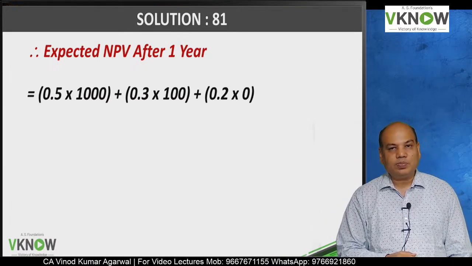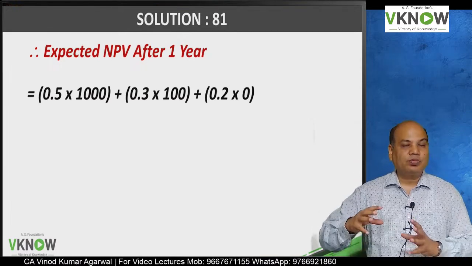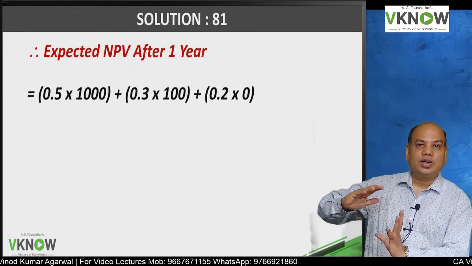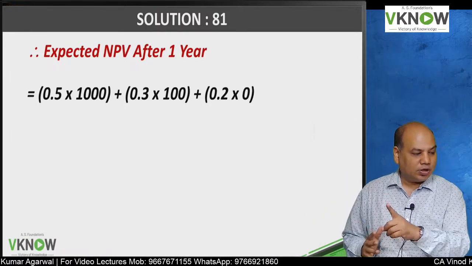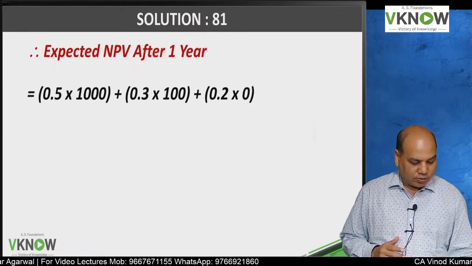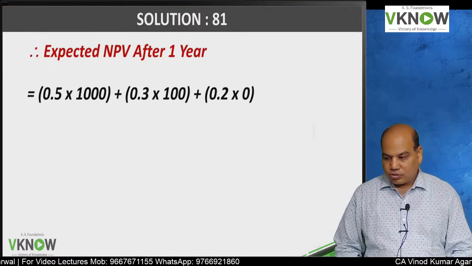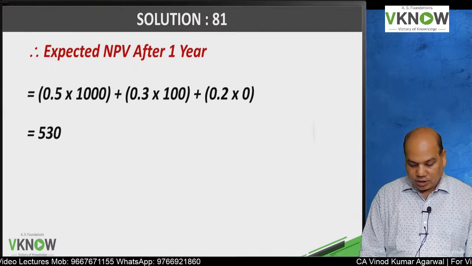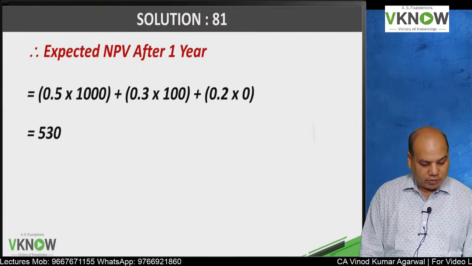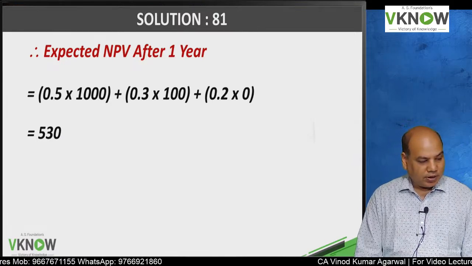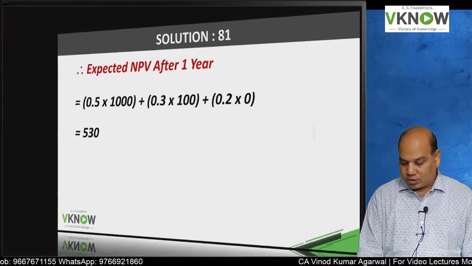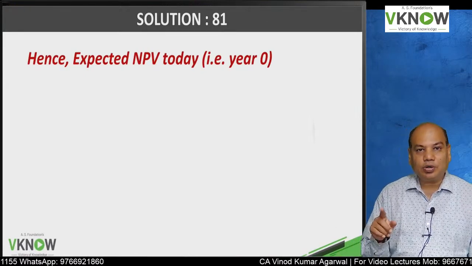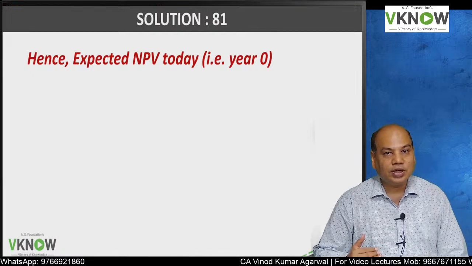So my expected NPV after 1 year, because these 3 calculations we have done after 1 year, it will require some discounting. So please first give me this answer. What is my expected NPV after year 1? 530 is right. This is after year 1. Remember oil rig problem, you have to discount it again.